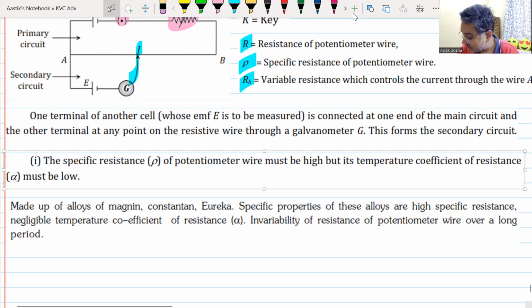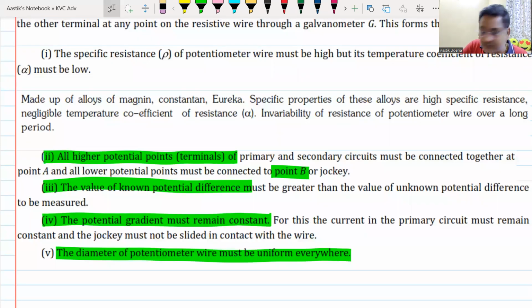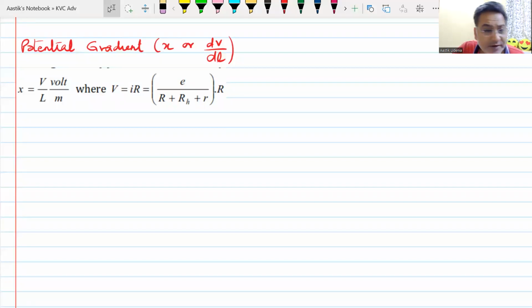So now I think the space is over, so I will give you time to note down the full circuit, and then some important points that we are going to write. First point is about the material of the wire. Then we can move on to the next point, which is the potential gradient.